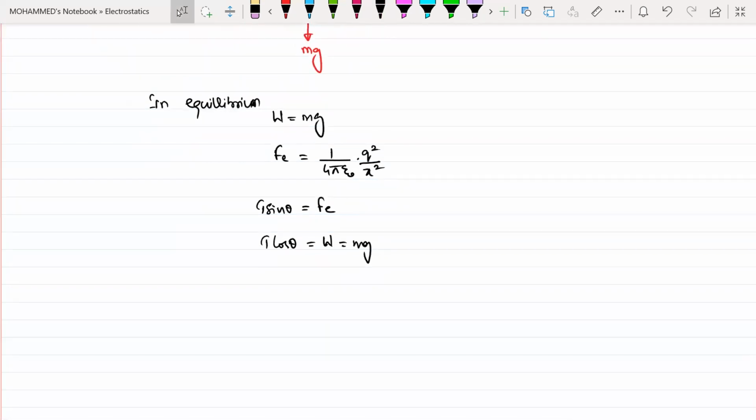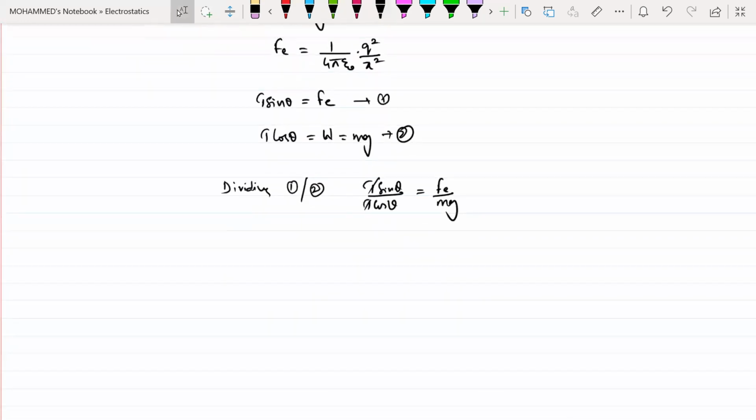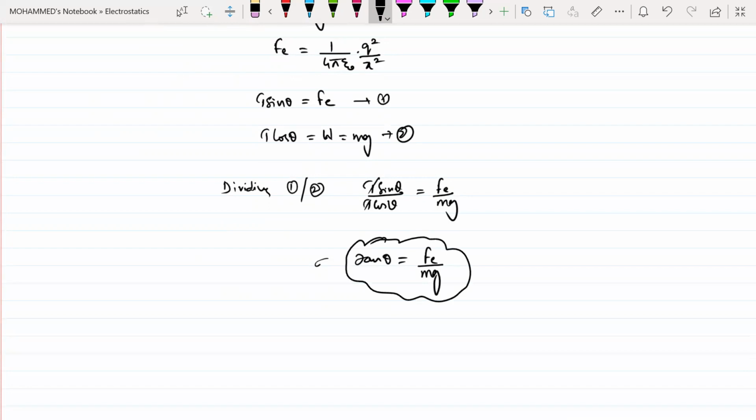So if I divide these two equations, say for example this is equation 1, and this is your equation 2. So if I am dividing 1 by 2, that is T sin theta divided by T cos theta, that will be equal to F electric force divided by mg. Here T will get cancelled. Sin by cos will become tan. So tan theta will be equal to F electric force divided by M into G. Clear? Yes. Now, what will be the tension? How do you calculate the tension between them?